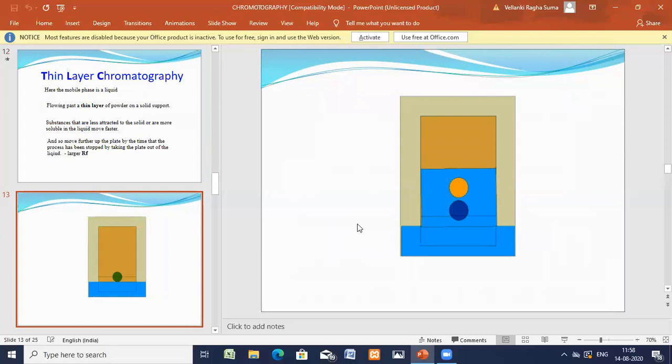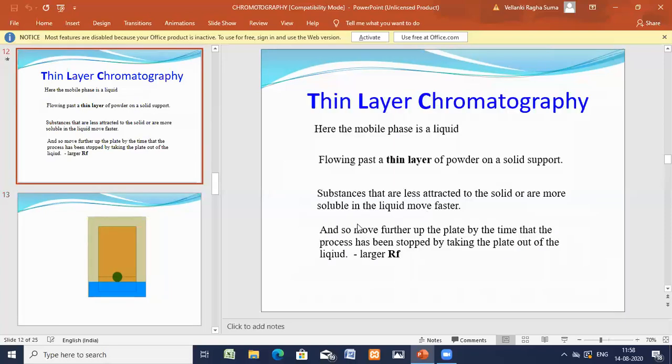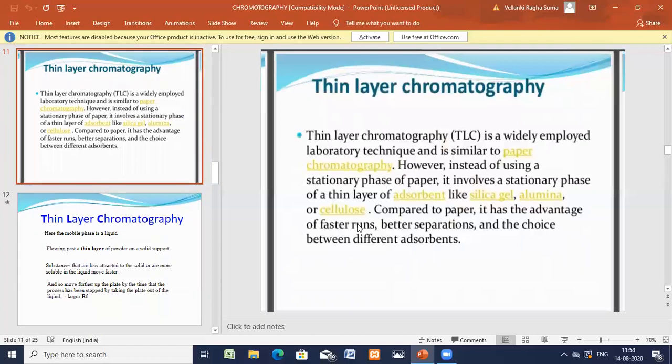Here, you can see TLC. This TLC was introduced by Maliv and Schrabirer in 1938. They separated plant extracts on 2 mm alumina thin layers set on glass plates. This is similar to partition chromatography and it has more advantages.